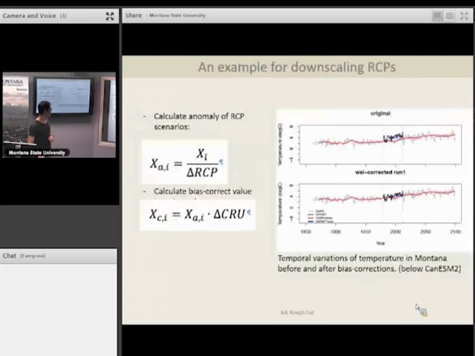This is an example of downscaling RCPs. First, we need to calculate the anomalies of the future scenarios from the GCM model output, and we need to get the information about the realistic regional signal of the climate. This on the right side is an example of what we did for the bias correcting and the downscaling.